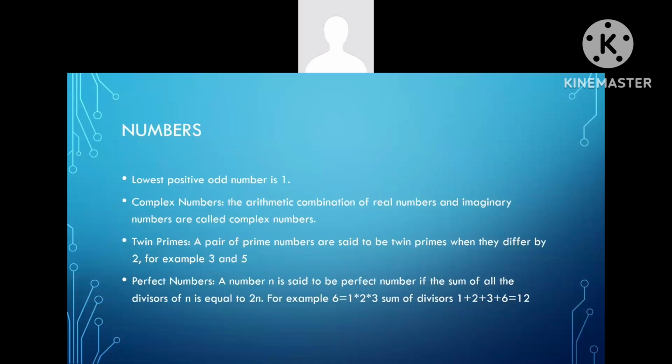Let's discuss some numbers. The lowest positive odd number is 1. Complex numbers: the arithmetic combination of real numbers and imaginary numbers is called a complex number. Twin primes: a pair of prime numbers are said to be twin primes when they differ by 2, for example, 3 and 5. Perfect numbers: a number n is said to be a perfect number if the sum of all the divisors of n is equal to 2n. For example, 6 equals 1 into 2 into 3. The sum of its divisors, 1 plus 2 plus 3 plus 6, equals 12.